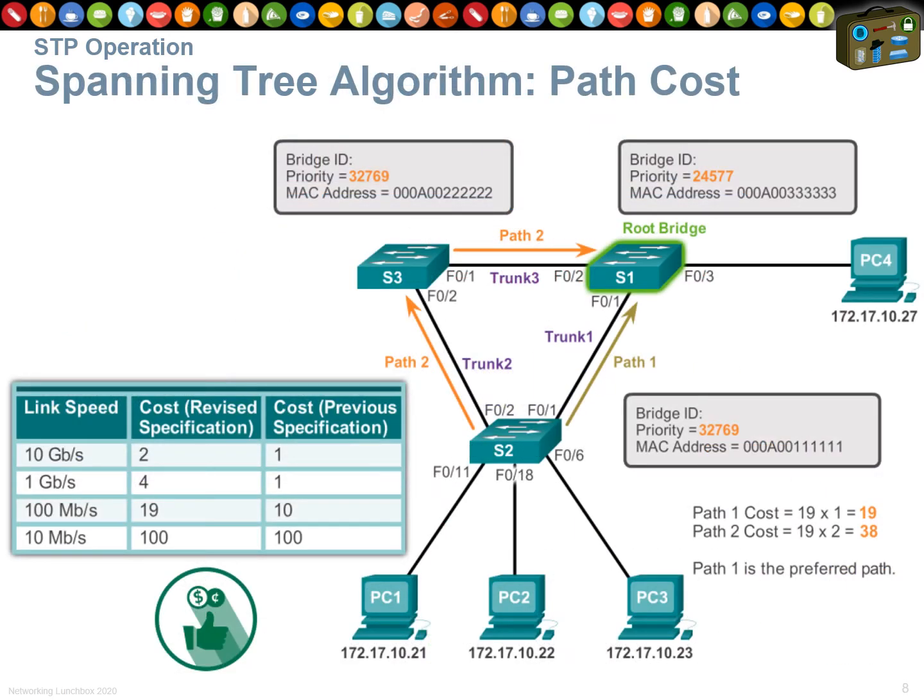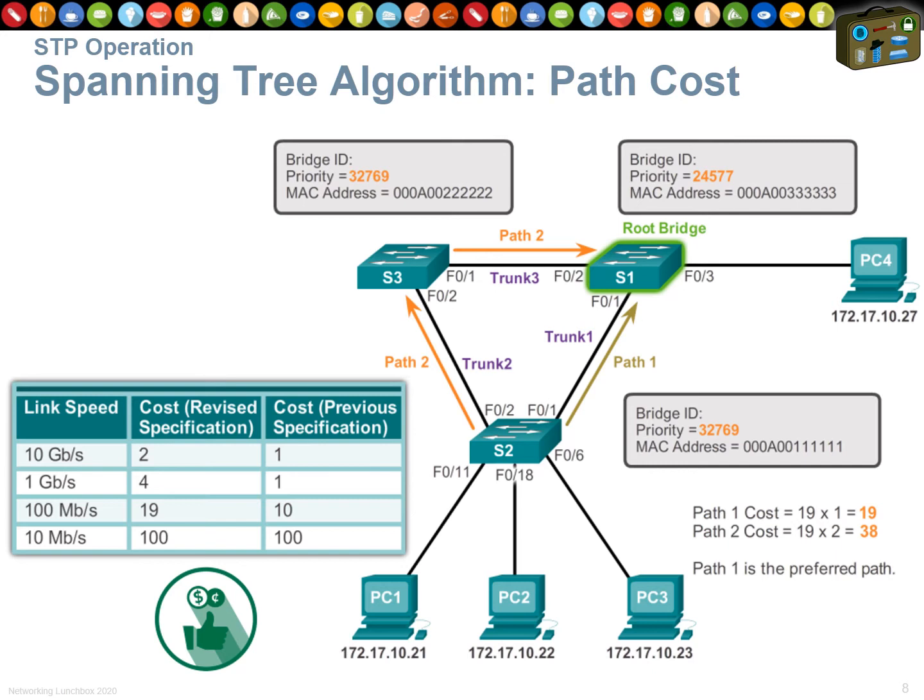Now the spanning tree path cost algorithm was written when Ethernet was 10 meg, and they thought that 10 meg was the fastest thing in the world. Are you crazy? This is amazing. However, over time, we've gone to 100 meg, a gig, 10 gig, 40 gig, 100 gig. So the actual numerical values for the path cost have had to change and evolve over time.